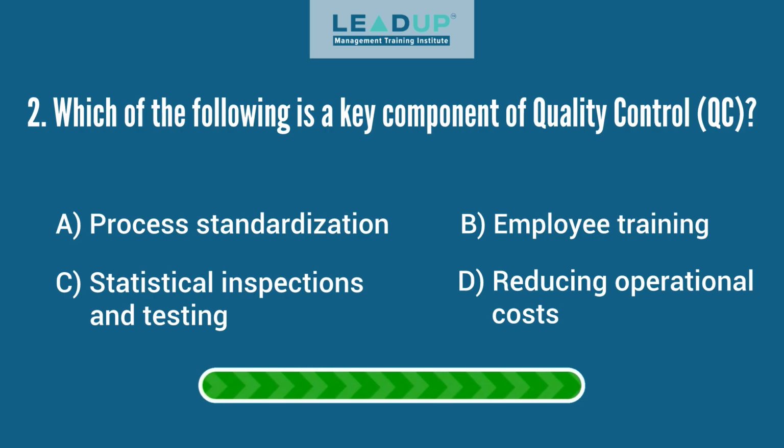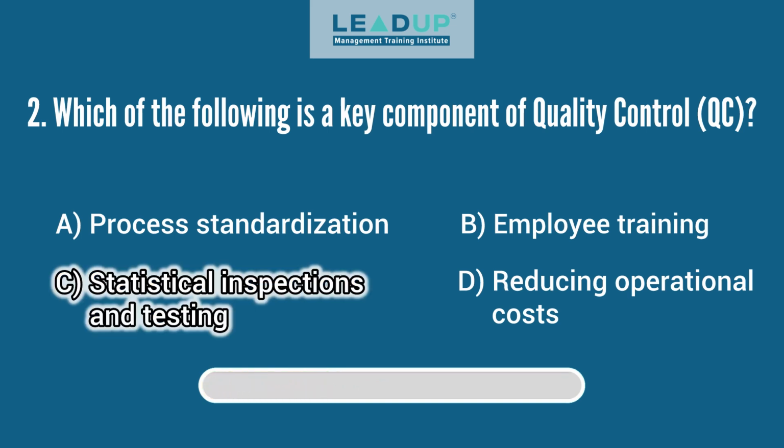Question 2. Which of the following is a key component of quality control (QC)? A. Process standardization, B. Employee training, C. Statistical inspections and testing, and D. Reducing operational costs. The answer is statistical inspections and testing.